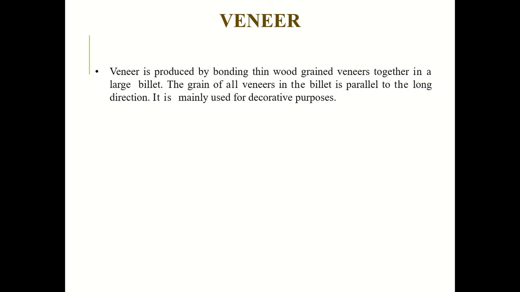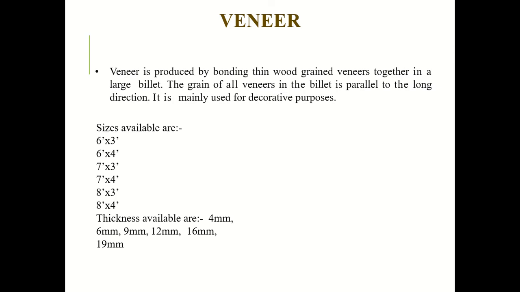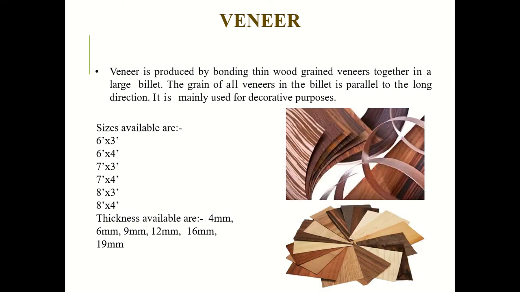Next we have veneers. I told you plywood is made up of veneers. Now let's see what veneers are. A veneer is obtained by bonding very thin wood grained sheets. You can see in this diagram, whatever the bending shape, veneers are flexible in any way. Very, very thin sheets of wood. So these veneers together form a plywood.